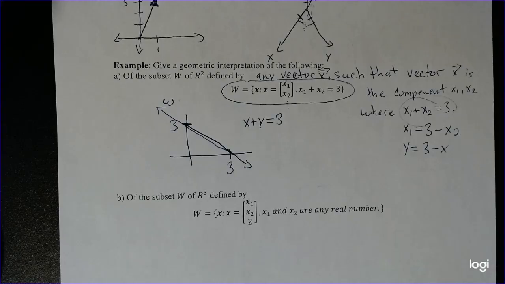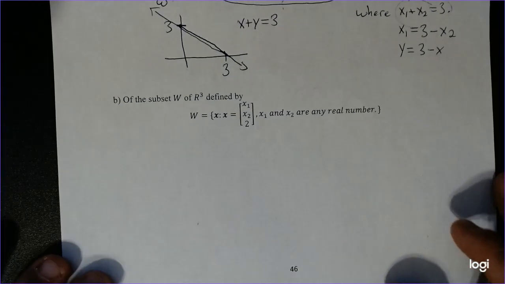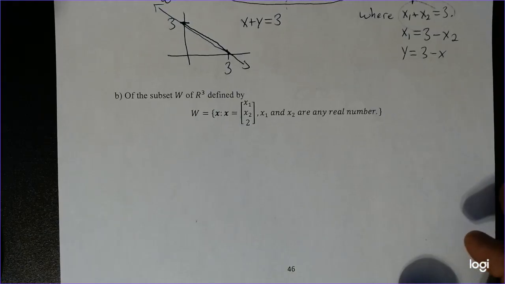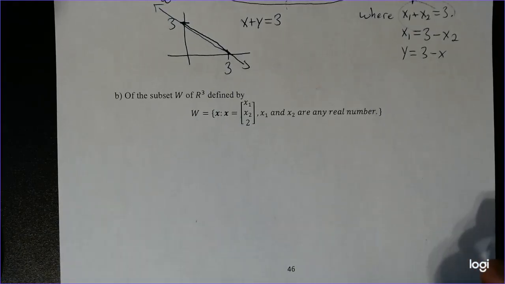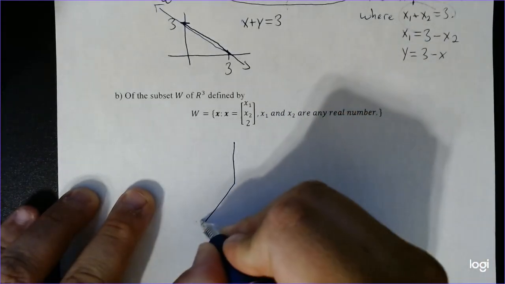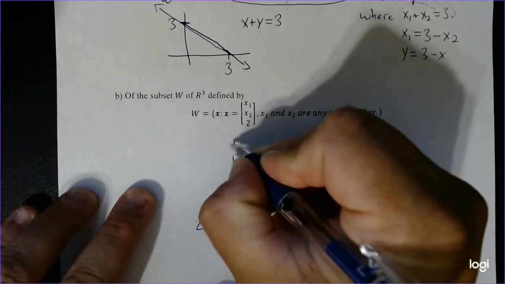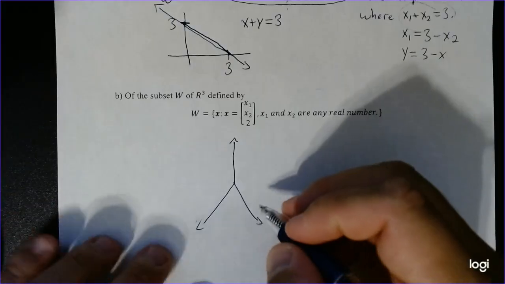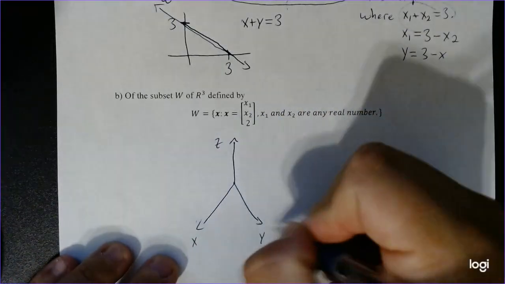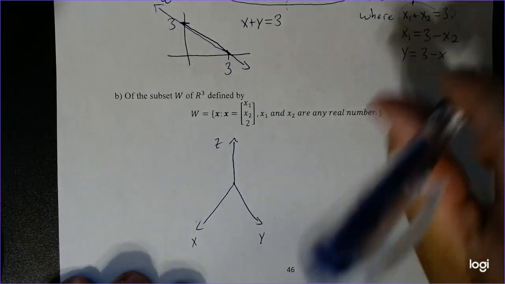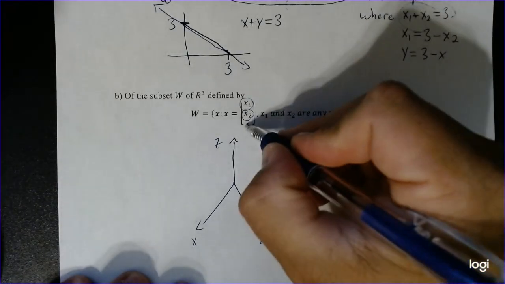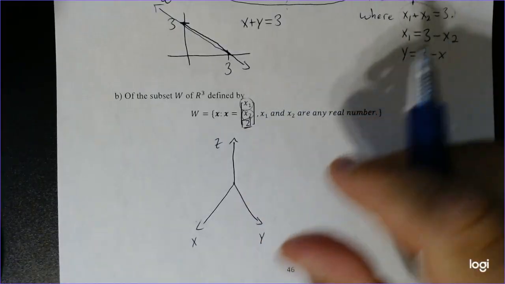Okay. So now what if we have it in 3D? So W is a subset of R3 defined to be this situation. Okay. Now again, what they're saying is in three-dimensional space, so in the x, y, z category, I think I switched it around sometimes. x1 and x2 could be anything I want it to be, but z is strictly 2.